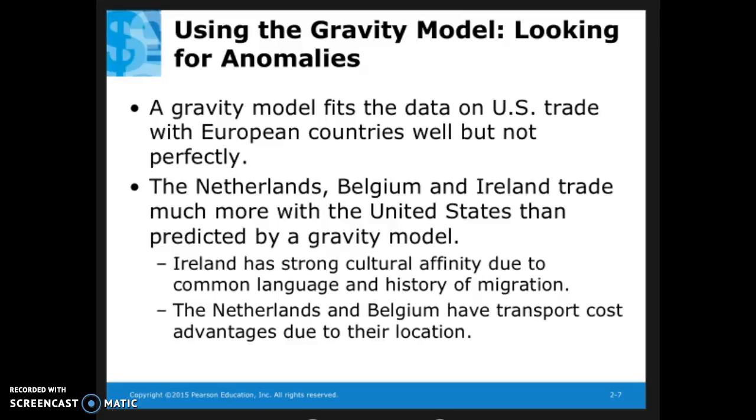Largely, the result with Ireland is that there's a strong cultural affinity because of the common language, the history of migration, the close cultural ties between Ireland and the United States, and the amount of trust we have with each other. And then for the Netherlands and Belgium, these countries have lower transport cost advantages due to their location. Both the Netherlands and Belgium are blessed to have really nice harbors and low transport costs within the country.